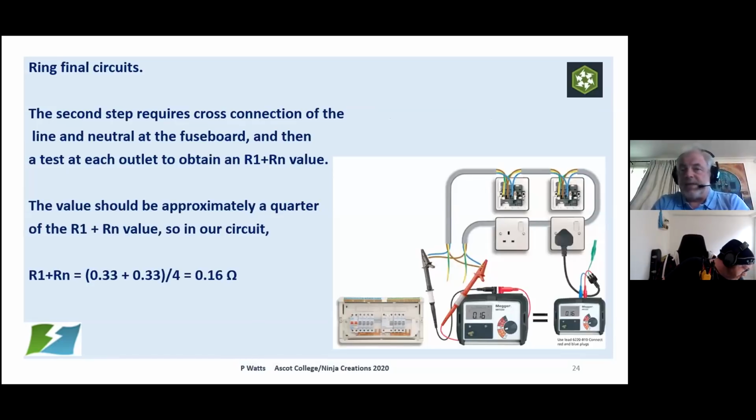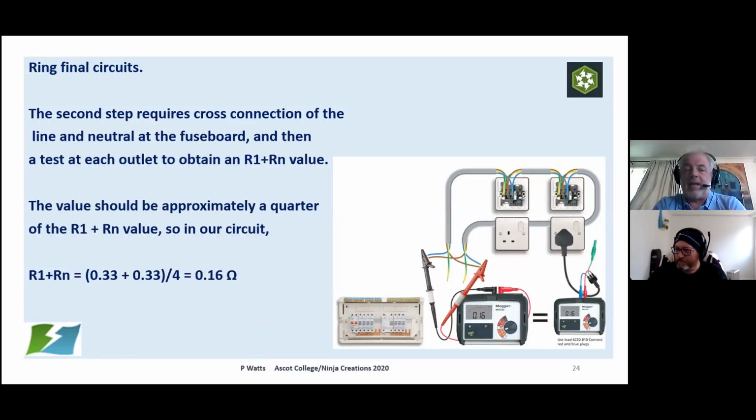The second step of the testing requires us to cross-connect the line and the neutral at the fuse board, in to out, out to in, as we say, and then test at each outlet around the circuit, obtaining an R1+Rn value. The value should be approximately a quarter of the R1+Rn value, because when we connect it as a loop like so, we are effectively doubling the cross-sectional area, which will halve the resistance, and we are halving the length, which again will halve the resistance. So a half of a half is a quarter.